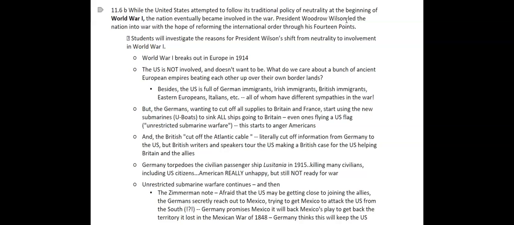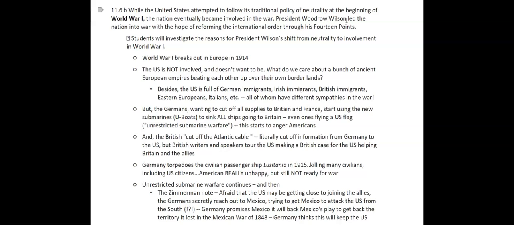The Germans, though, want to cut off all supplies to Britain and France to try to starve them out. So they start using their submarines, U-boats. In German, a submarine is an Unterseeboot, under the sea boat. So U-boats to sink all ships going to Britain. So any cargo ship going to Britain got torpedoed, or at least they tried to. Even ones flying a U.S. flag. This is what was called unrestricted submarine warfare. And this starts to anger Americans. It's not just British ships, but it's American ships supplying Britain. It's American property.